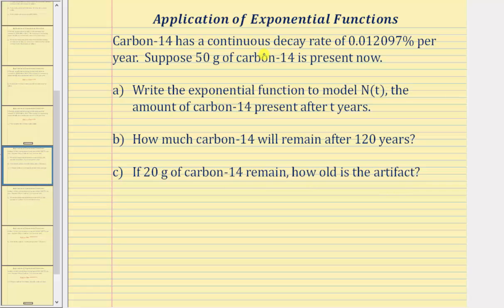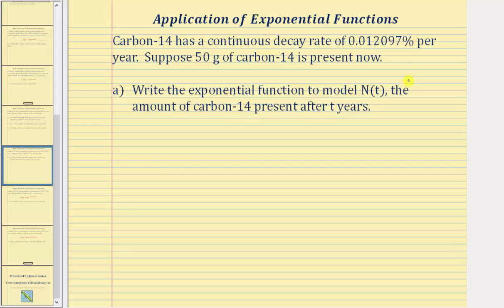So because we know we have a continuous decay rate here, we can model the amount of carbon using an exponential function with base e. So for part A, we'll have an exponential function in the form n of t equals a times e raised to the power of kt. Remember, a is the initial or starting amount, so in this case, because we're beginning with 50 grams of carbon-14, a is equal to 50.